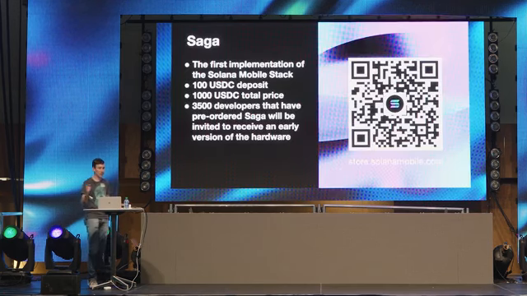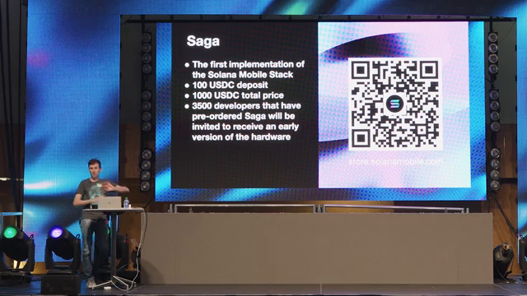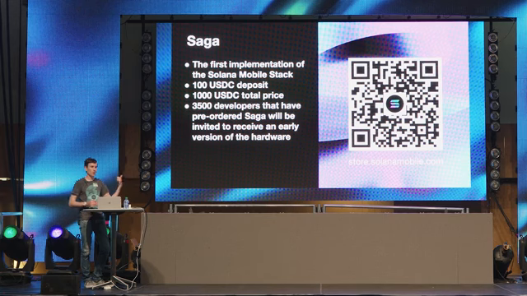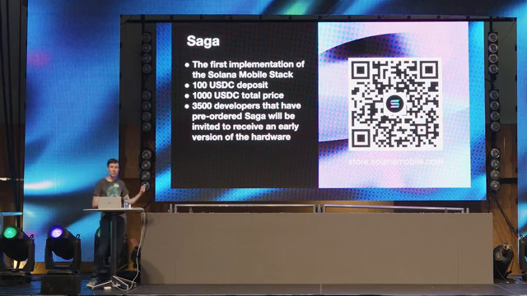Saga is going to be the first end-to-end implementation of the Solana mobile stack. It's available as a pre-order right now for 100 USDC, and you can scan that QR code to get linked directly to the pre-order site. The final price, once it ships, will be 1,000 USDC in total.